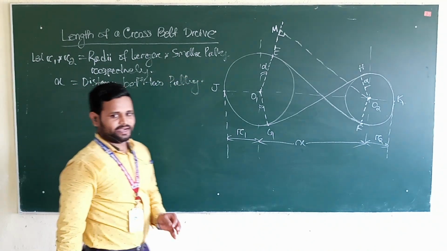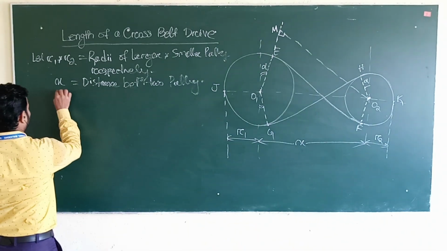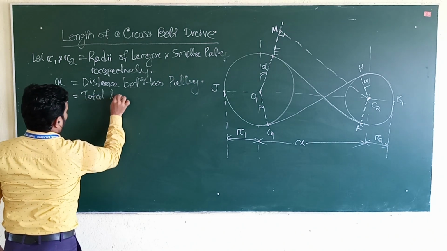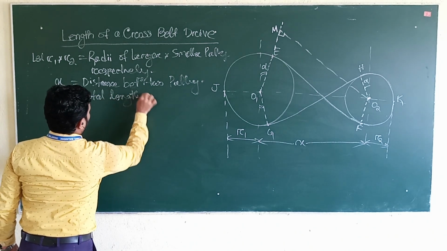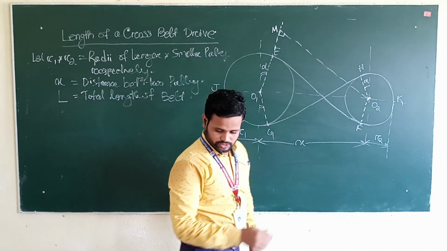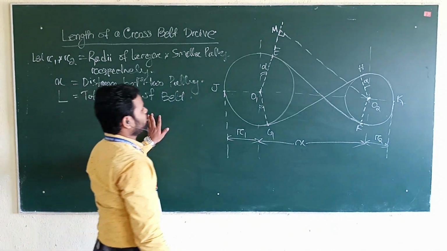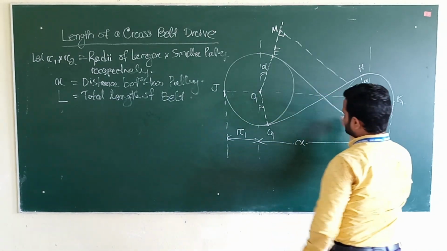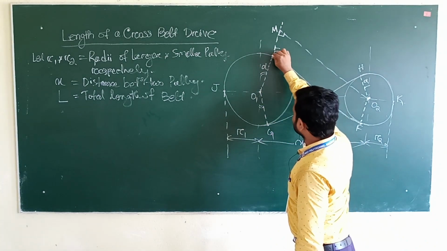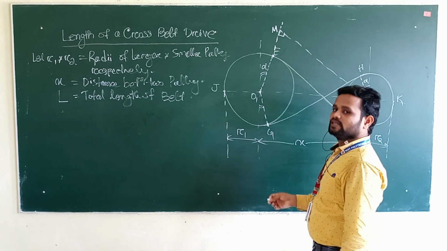Then we have to calculate the length of a cross belt drive. So the total length we can say capital L. Capital L is equal to the total length of the belt. So here we will see the belt leaves the larger pulley. Here is the larger pulley. So the belt leaves the larger pulley at capital E and capital G.